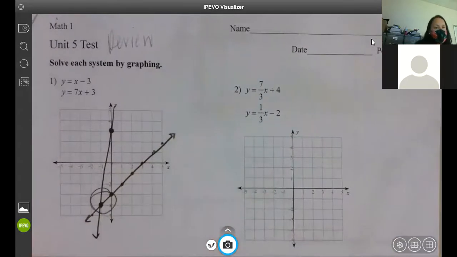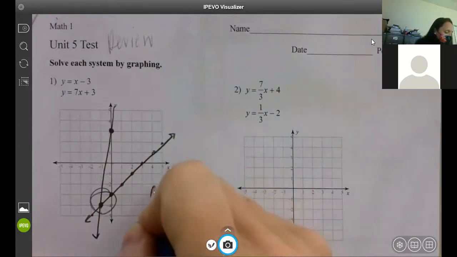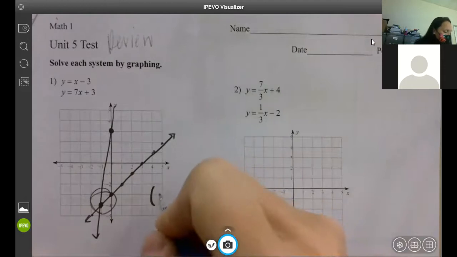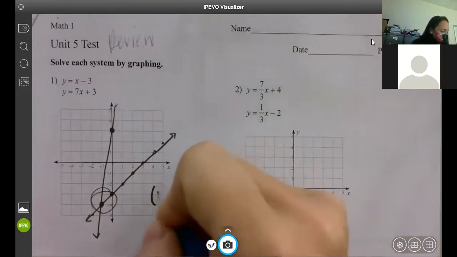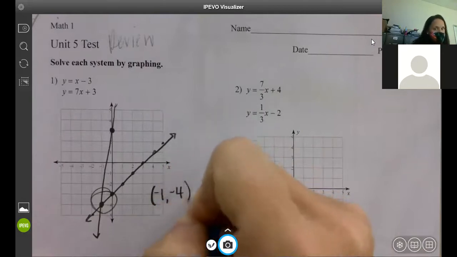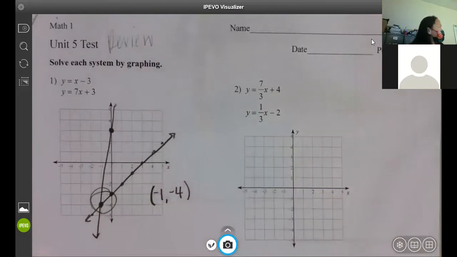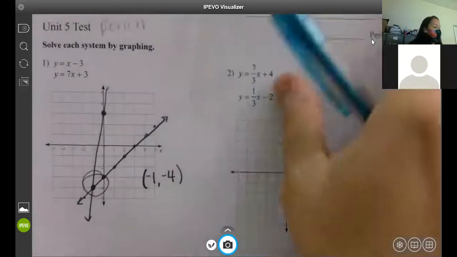So what is that coordinate? -1, -4. That's it. That's your answer. That's all you do. But remember, you can also do it on Desmos, just typing it in. Okay, so I'm going to show you that too. So I'm going to do a couple by hand and then a couple on Desmos. So I'm going to leave number 2 for Desmos.